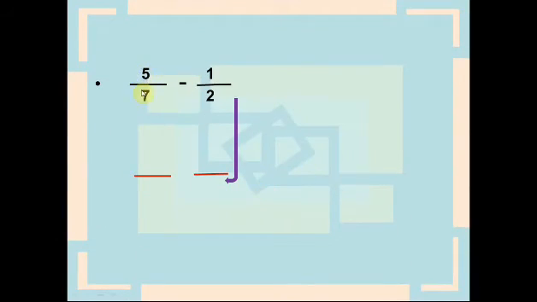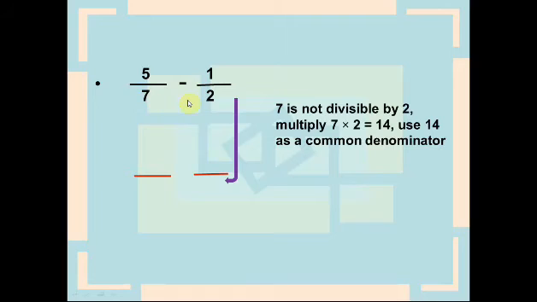Another example, 5 over 7 minus a half. Also, the greatest denominator is 7 and it is not divisible by 2. For that we multiply 7 by 2, the two denominators. The result will be 14 and we use 14 as a common denominator.